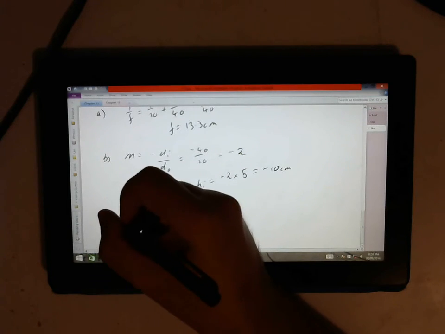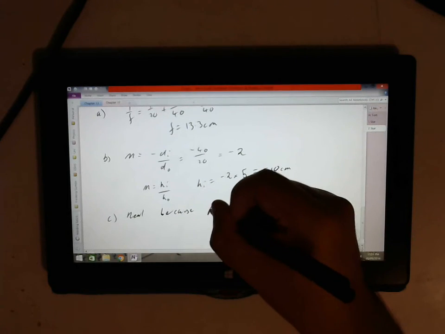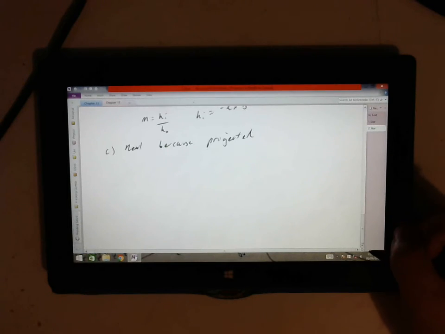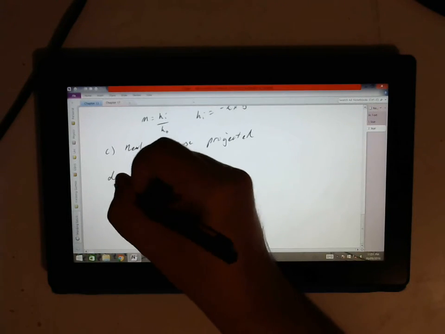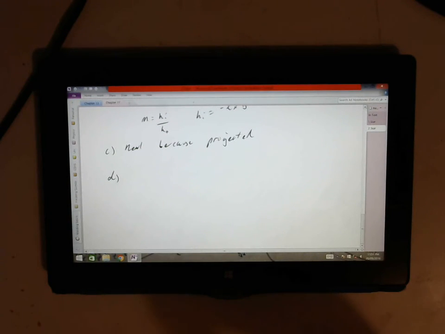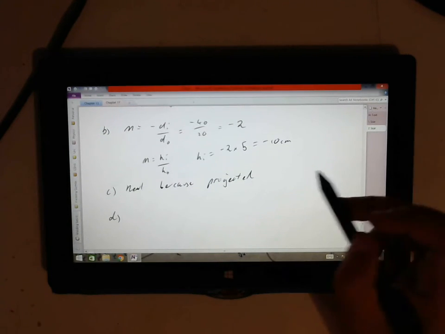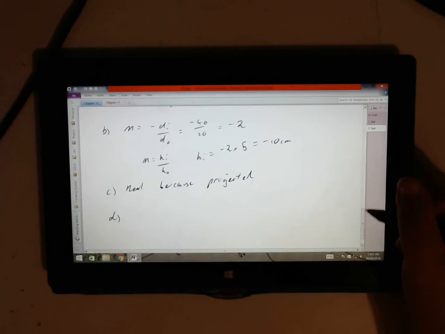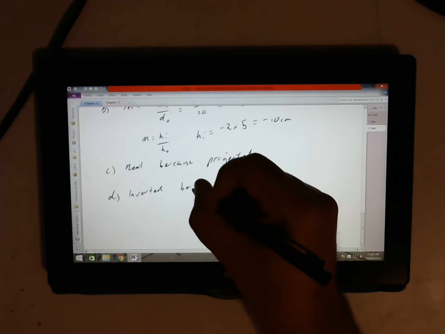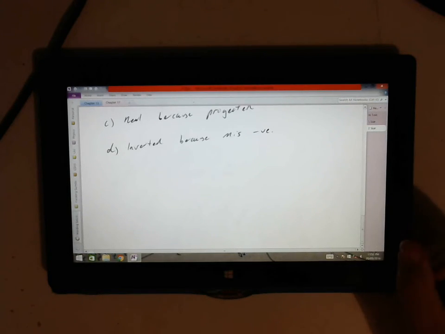Okay. So C, as we said before, it is real because projected. Now I know it's not asking us to explain how we know it's real. You can draw a ray diagram to figure that out actually, but it's always good to explain. Now if it's told it's projected onto a screen, or the image is being formed somewhere, it must be real. Now finally, is it upright or inverted? Well, that -10 there now comes into play. So the negative means it's upside down, so that means it is inverted because m is negative. Alright.